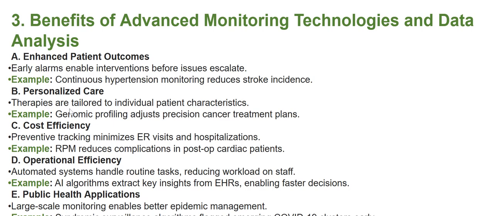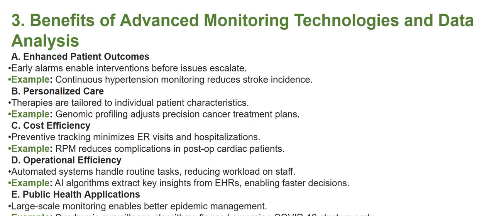Personalized care: therapies are tailored to individual patient characteristics, for example, genomic profiling adjusts precision cancer treatment plans. Cost efficiency: preventive tracking minimizes emergency room visits and hospitalizations. Example: RPM, remote patient monitoring, reduces complications in post-op cardiac or heart patients. Operational efficiency: automated systems handle routine tasks, reducing workload on staff. For example, AI (artificial intelligence) algorithms extract key insights from electronic health records, EHRs, enabling faster decisions.